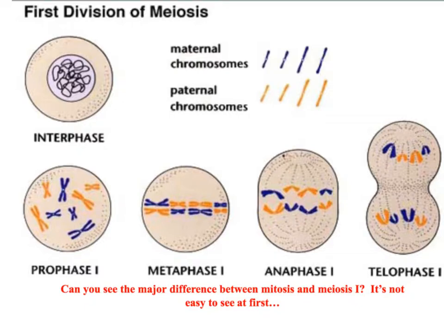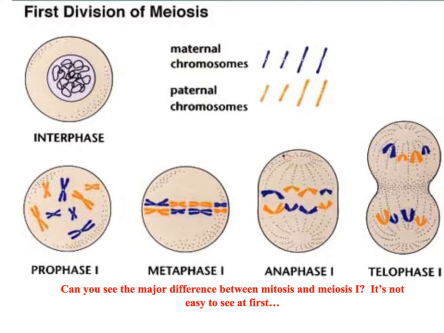So the first division of meiosis looks like this. Again, you have interphase before meiosis, the first division of meiosis, because you need the cells to divide, so you need to copy DNA. After interphase, you have the same phases that you see in mitosis. You have prophase 1, metaphase 1, anaphase 1, and telophase 1.